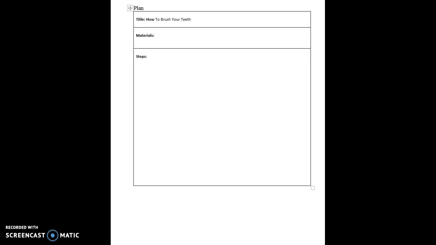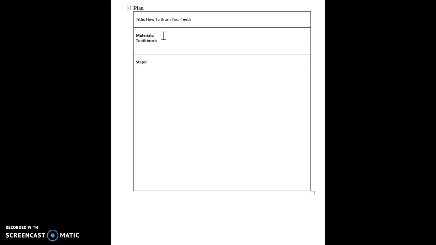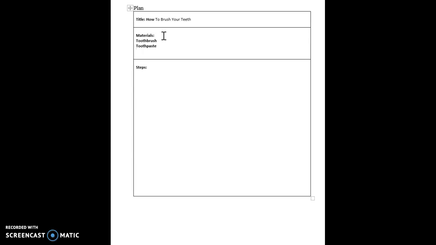The second box is materials. So in here you'll write a list of materials that you need. So to brush our teeth we need a toothbrush. We also need some toothpaste and some water to rinse your mouth. So I've just listed toothbrush, toothpaste and water. You can also draw pictures in there if you want to draw a picture of a toothbrush, toothpaste and water.